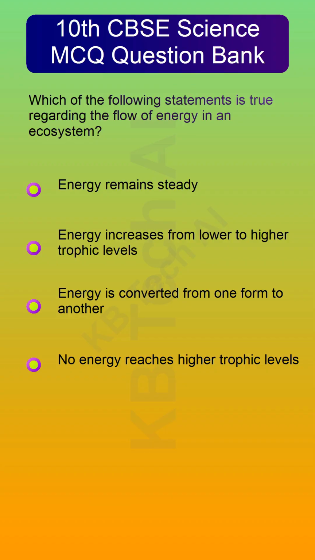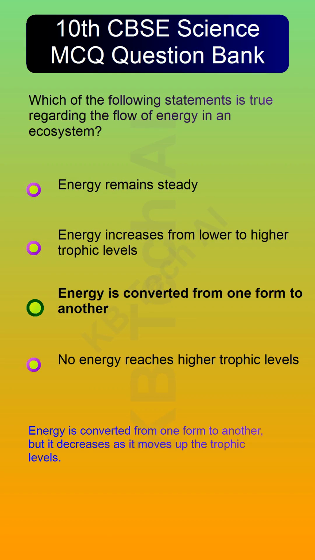Which of the following statements is true regarding the flow of energy in an ecosystem? Option 1, energy remains steady, option 2, energy increases from lower to higher trophic levels, option 3, energy is converted from one form to another, option 4, no energy reaches higher trophic levels. The answer is, option 3, energy is converted from one form to another.